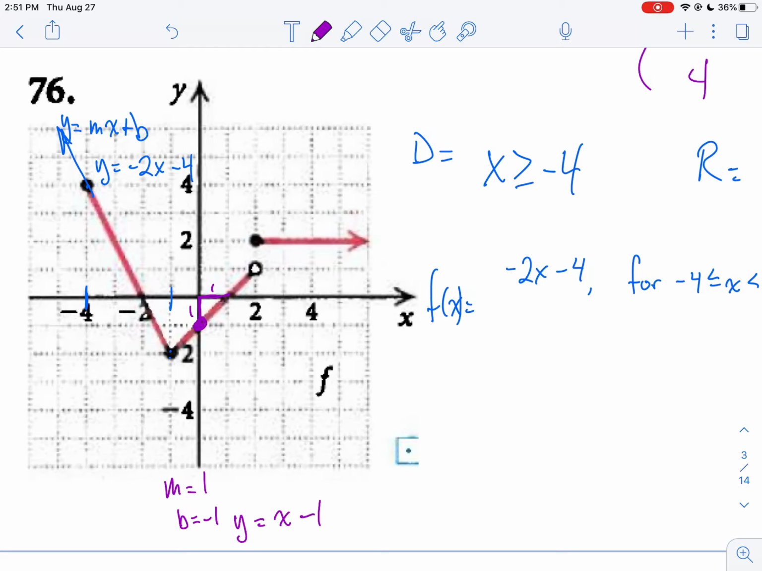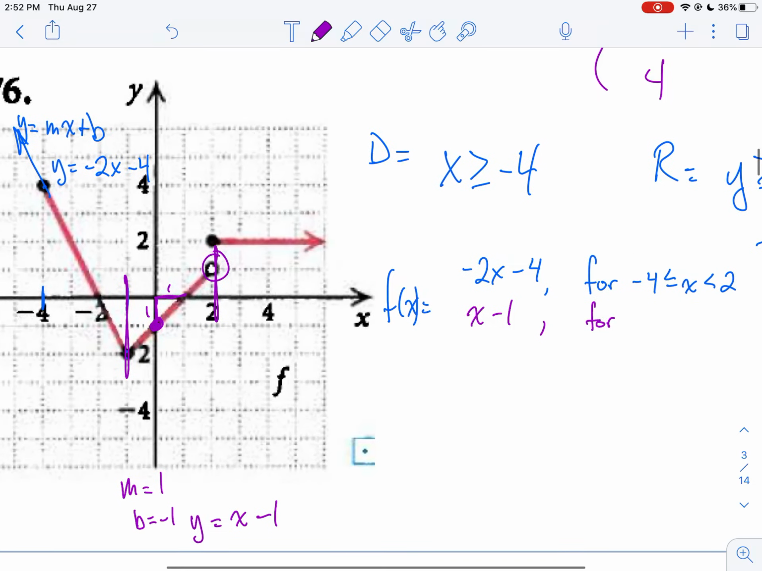Fantastic. We got the hard ones out of the way. This is going to be x minus 1 for which x values? Do you see it's the x values from here to here? But we want this one to be open. So we go from 2 is less than or equal to x, or x is greater than or equal to 2, up to the point where x is, oh, I made a mistake, less than 2. You probably caught it already, right? I was looking at this 2 and should have been looking at the x value here, which is -1. So this needs to be -1, and this needs to be -1.